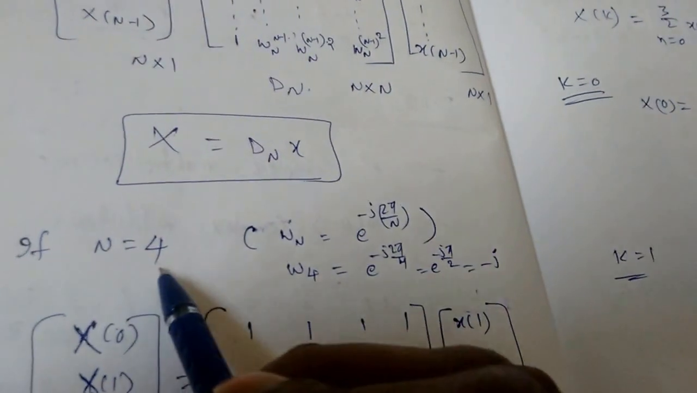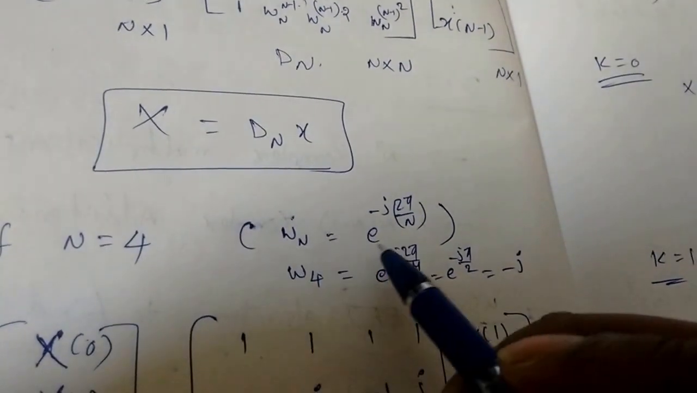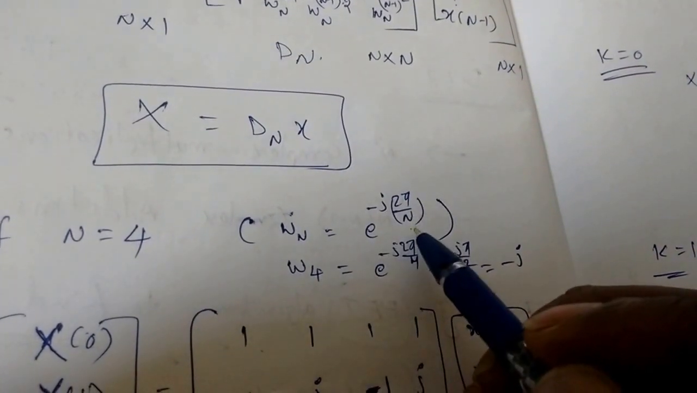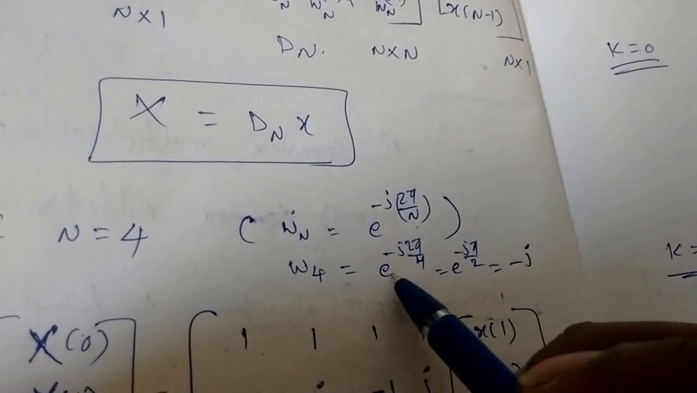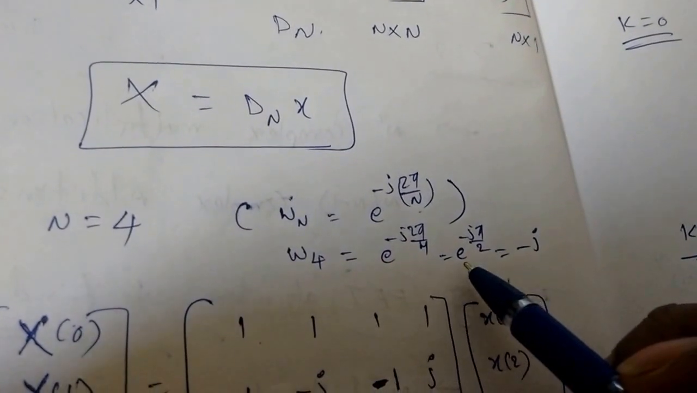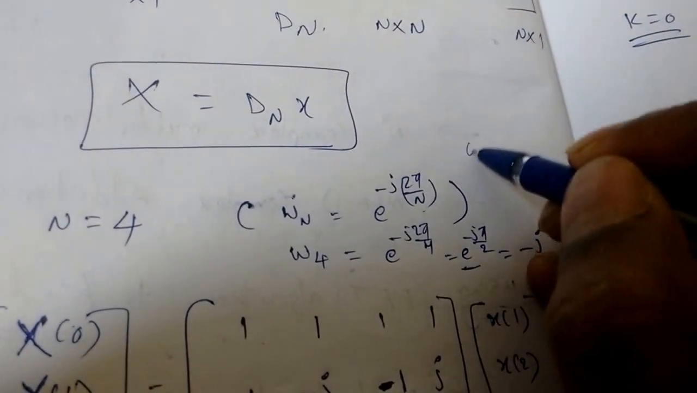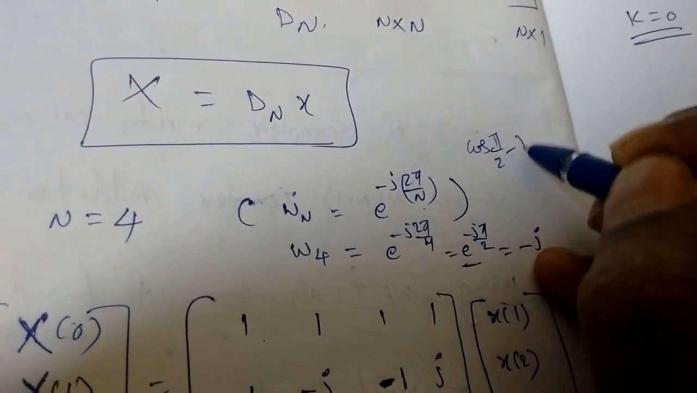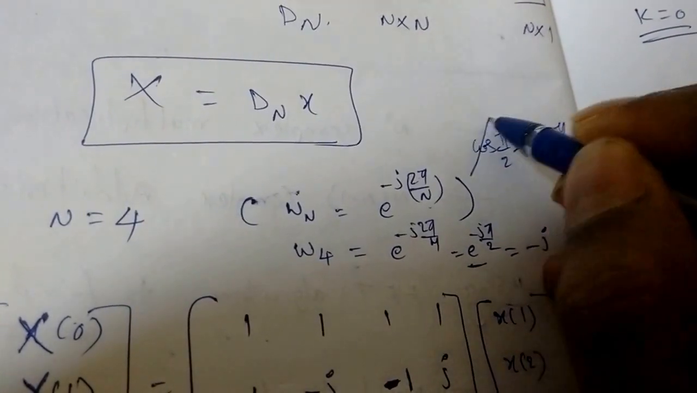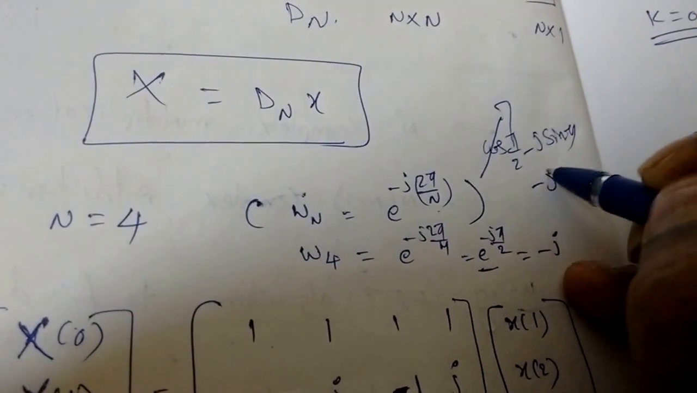Suppose N is equal to 4, what is W_N? It is e power minus j 2 pi by N. If I substitute N equal to 4, I get e power minus j 2 pi by 4, which is nothing but e power minus j pi by 2. It can be represented as cos pi by 2 minus j sin pi by 2. Cos pi by 2 is 0, sin pi by 2 is 1, so it is minus j.